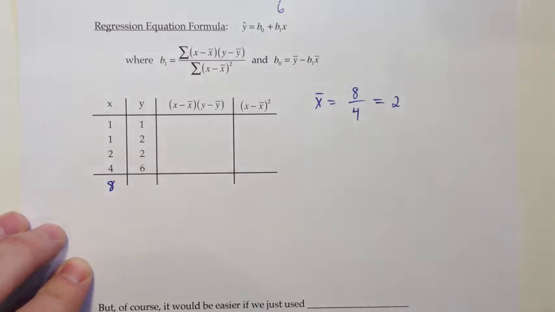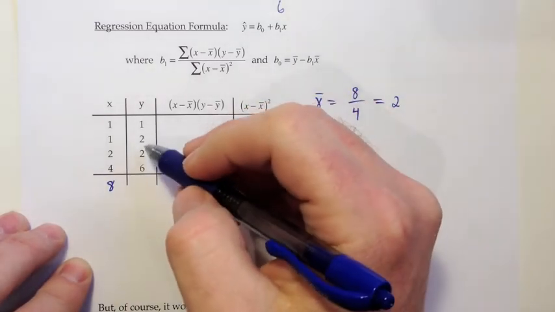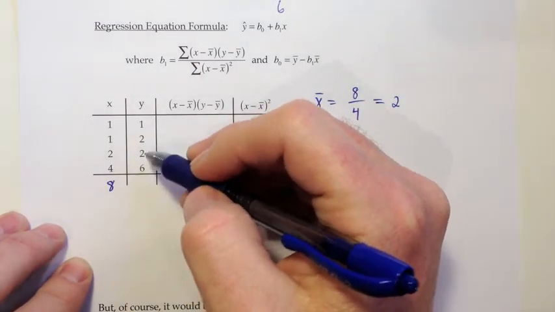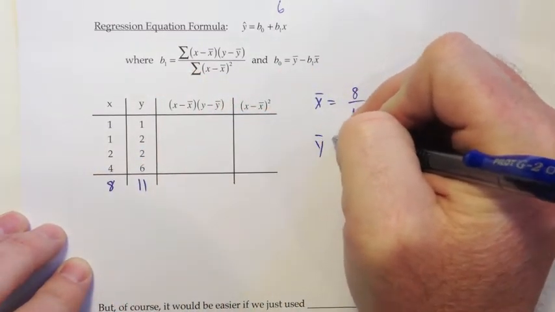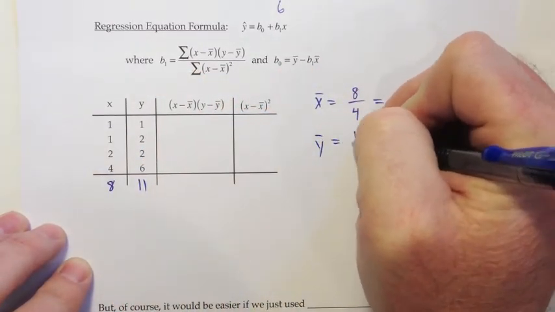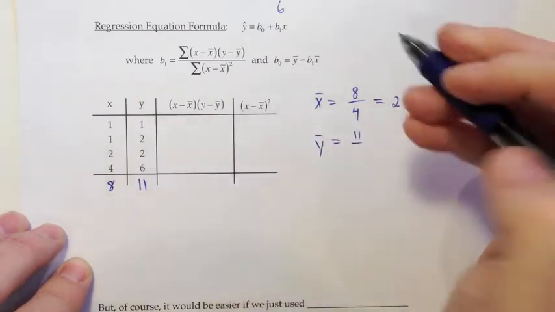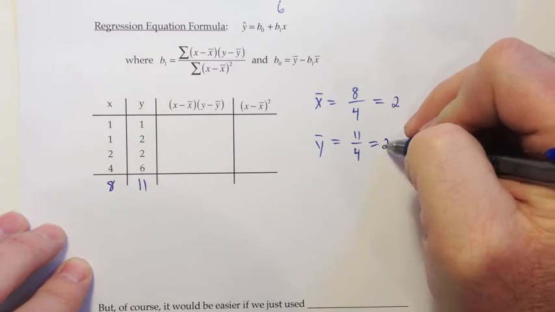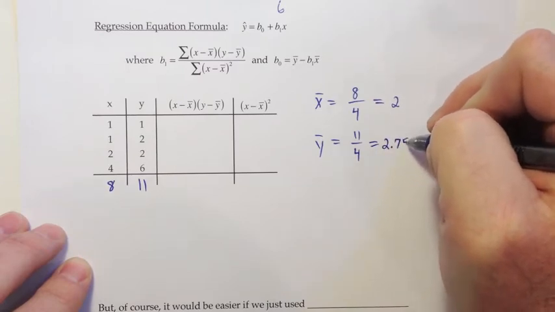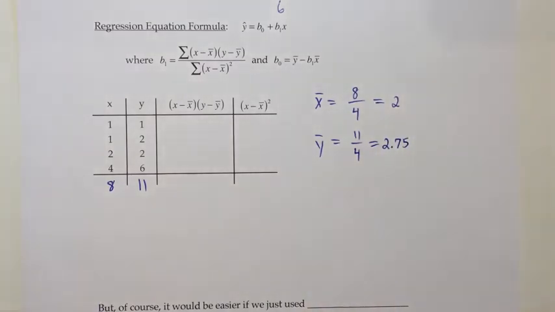And then we do the same thing for y bar. We add up the y values. Looks like we have 1 plus another 10, which would be 11 for the sum. So y bar would be the sum of the y values, which is 11, divided by the number of y values, which is 4. You can divide that out, and in this case that would be 2.75. So there's your x bar and your y bar, and we're going to need those throughout both of these formulas.